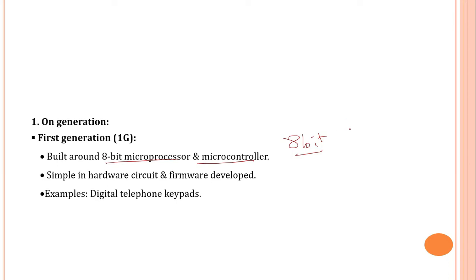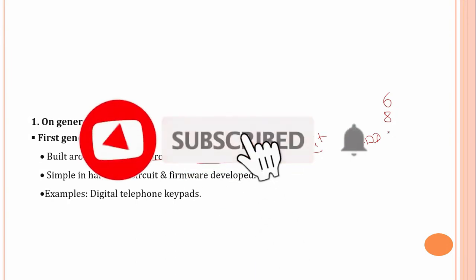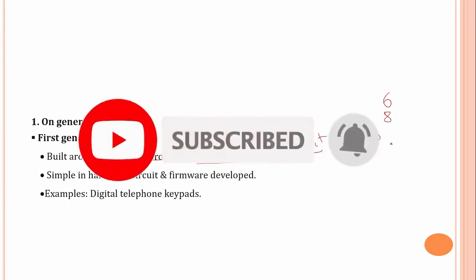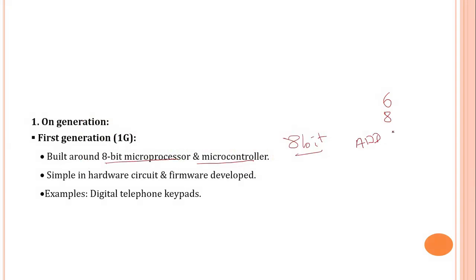For suppose if you consider the addition operation, if you want to add the value of 6 and 8, to add these two numbers, we have to use an instruction. In case of microprocessor and microcontroller, we'll use the instruction add. So this instruction performs only on 8-bit of data, that is the value of 6 and value of 8 will be added and it will give the result. That performing operation is of 8-bit of operation. That is the meaning of 8-bit microprocessor and microcontroller.